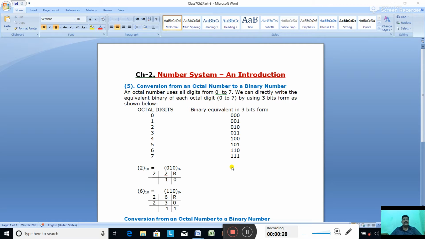Now today we are going to start conversion from an octal number to a binary number. How to convert an octal number to a binary number. See, the binary equivalent of octal comes in 3 bits. It always comes in the 3 bits form. An octal number uses all digits from 0 to 7. We can directly write the equivalent binary of each octal digit 0 to 7 by using 3 bits form as shown here.